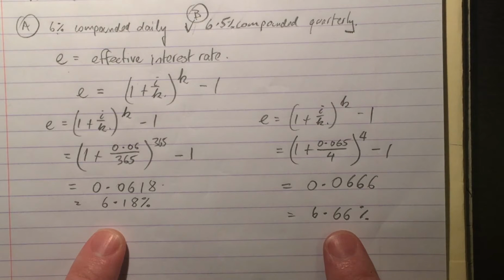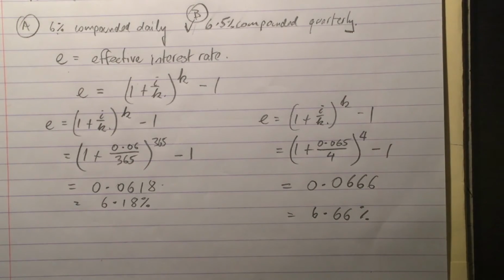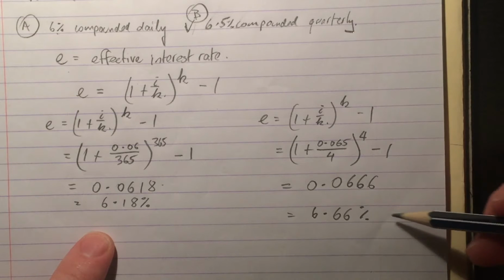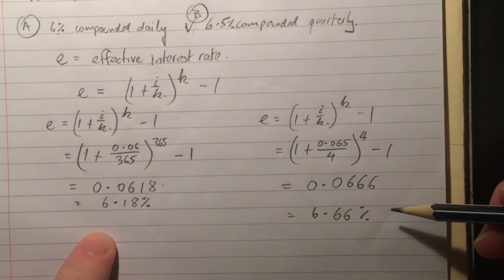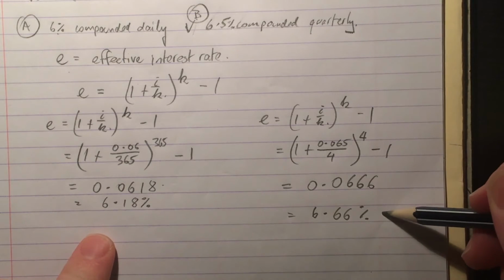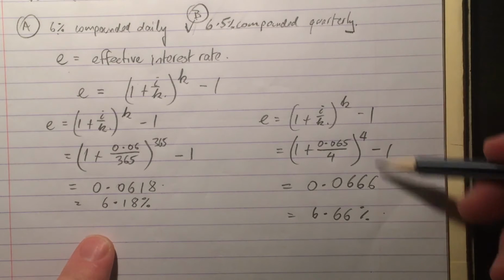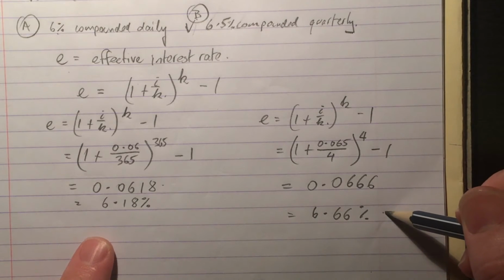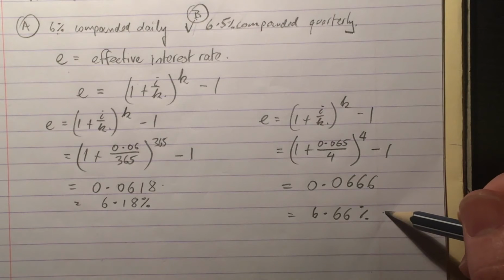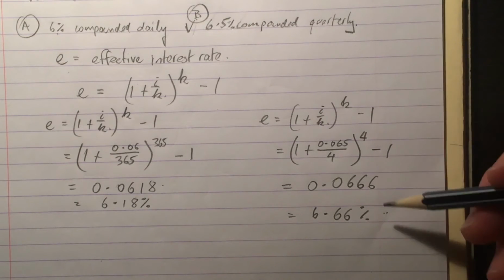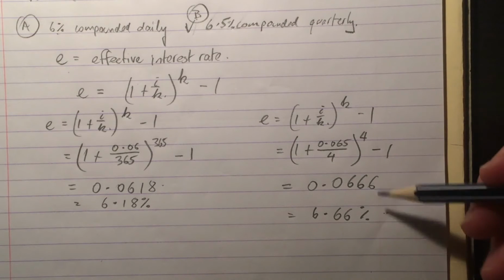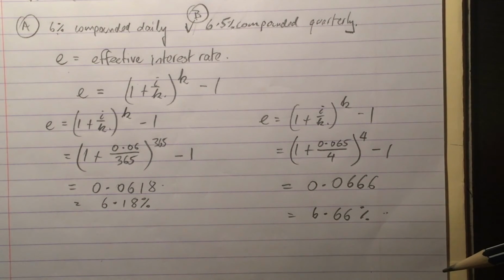So we can now compare the effective interest rate for the two scenarios, and we can see that scenario B is actually a higher interest rate than scenario A. If this was a loan, obviously the higher interest rate would mean we'd be paying more. If it was an investment, the higher interest rate would mean that we get paid more. So depending on whether it's a loan or an investment, you can decide which one will actually be the best one. And that's effective interest rate.